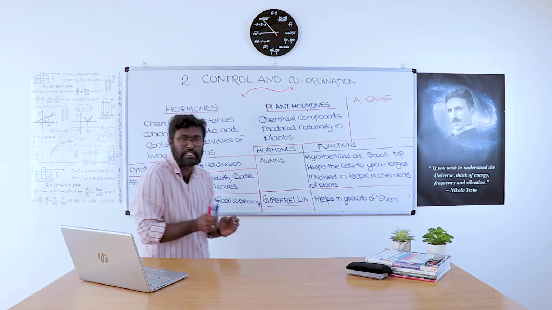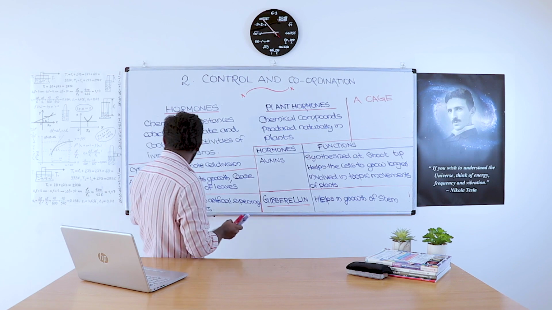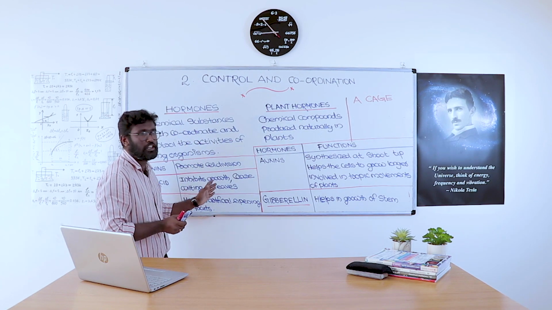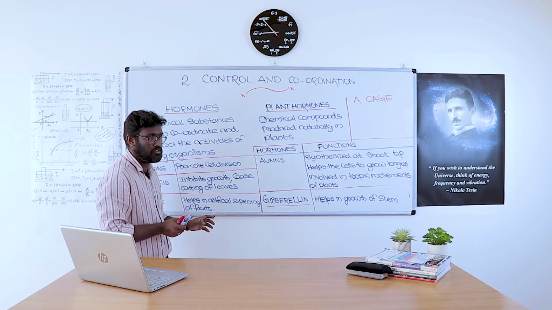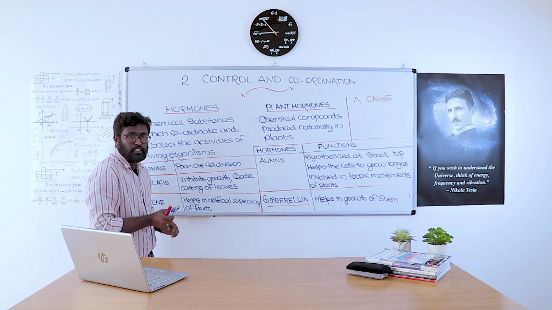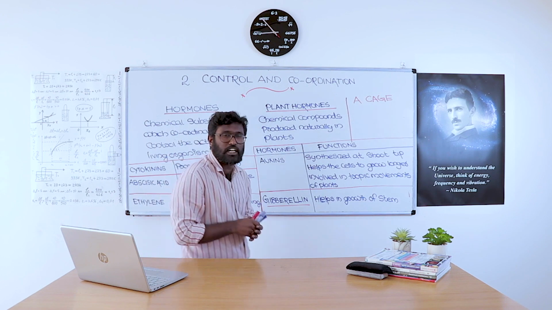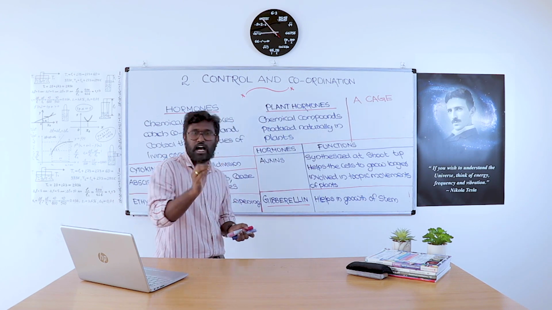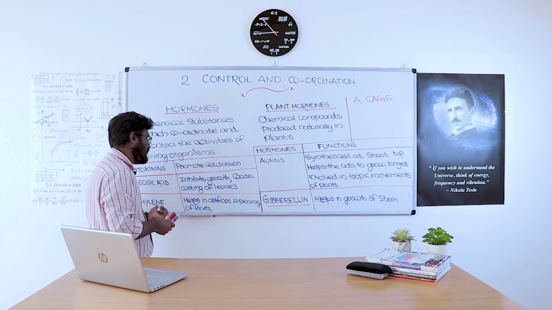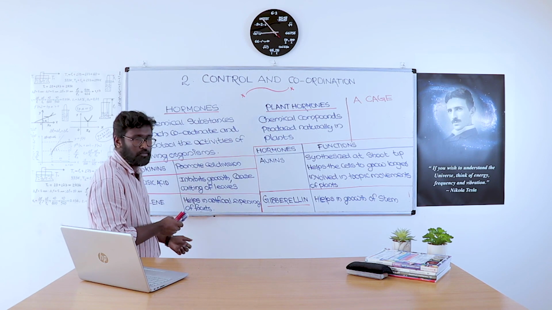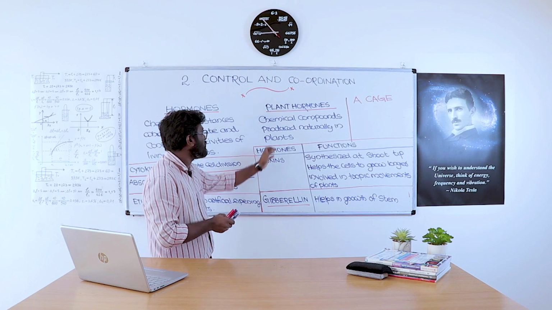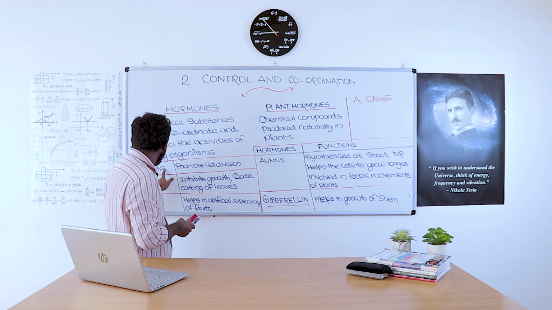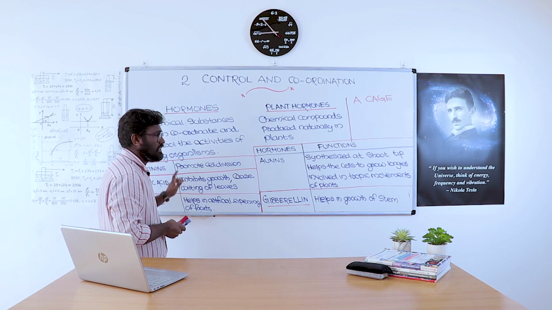The hormone which inhibits growth is called abscisic acid. It is also the cause of wilting of leaves. Then the hormone which helps in the artificial ripening of fruits, that is a familiar name, is called ethylene. So there are 5 hormones we want to study in plants: auxin, gibberellin, cytokinin, abscisic acid, and ethylene.